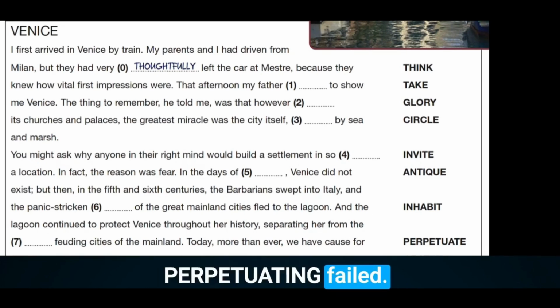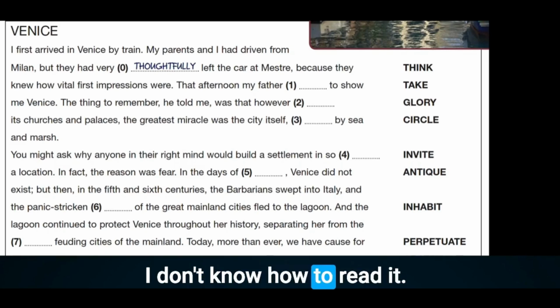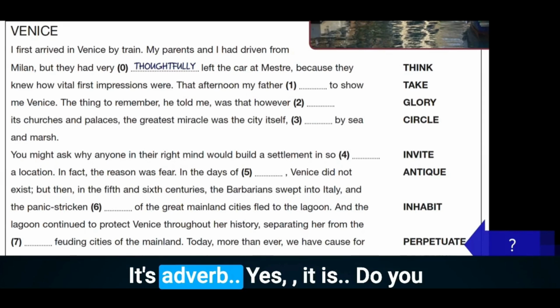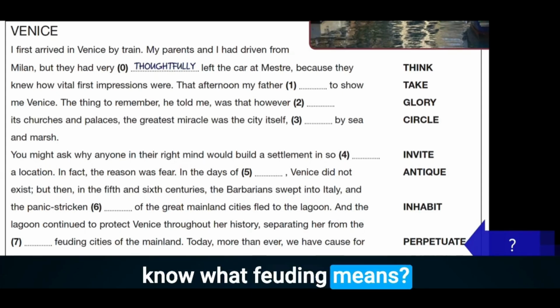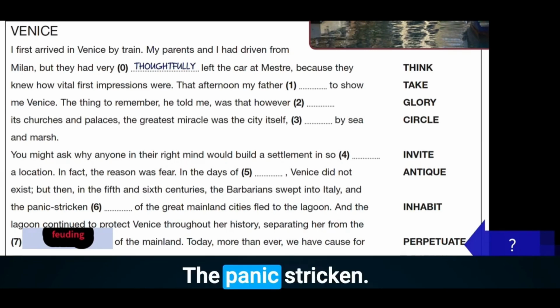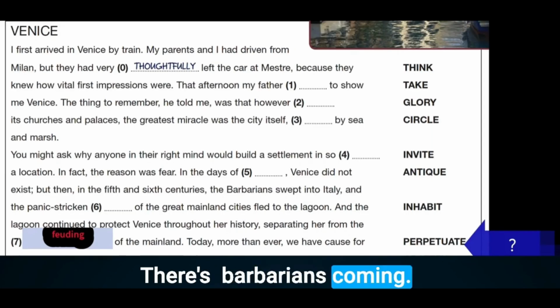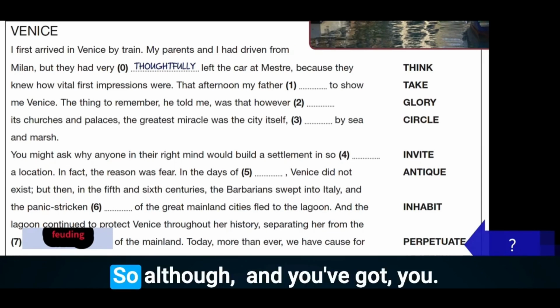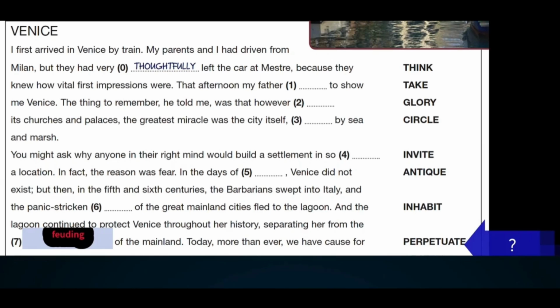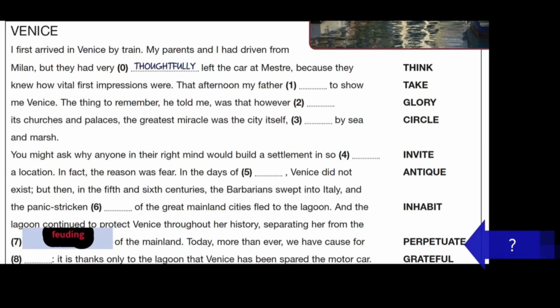perpetuating feud. I don't know how to read it. Now think about this. Okay, it's an adverb. It's from perpetu. Do you know what feuding means? No. What do you think it could mean? The panic stricken, there's barbarians coming, okay? So what do you think feuding may be? Friendly? Unfriendly. Unfriendly, okay. So it's unfriendly.